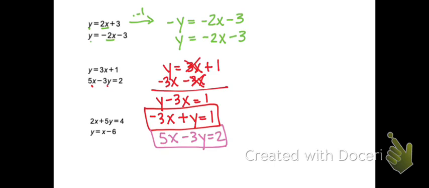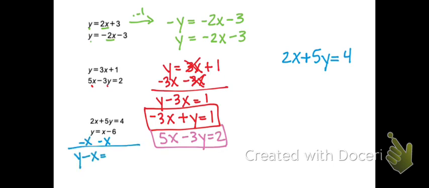And the same for the last one here. Let's put them in the same format. So let's move the x for that second one. So we have the 2x plus 5y equals 4. Let's move the x over to the left side. So we have y minus x equals negative 6. And let's change it so the x is first, that minus x is first, and that positive y is second before we compare it to that first equation.